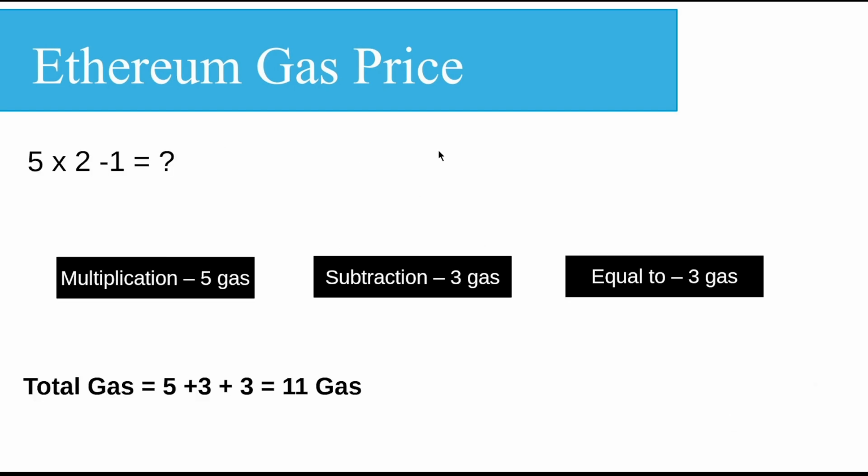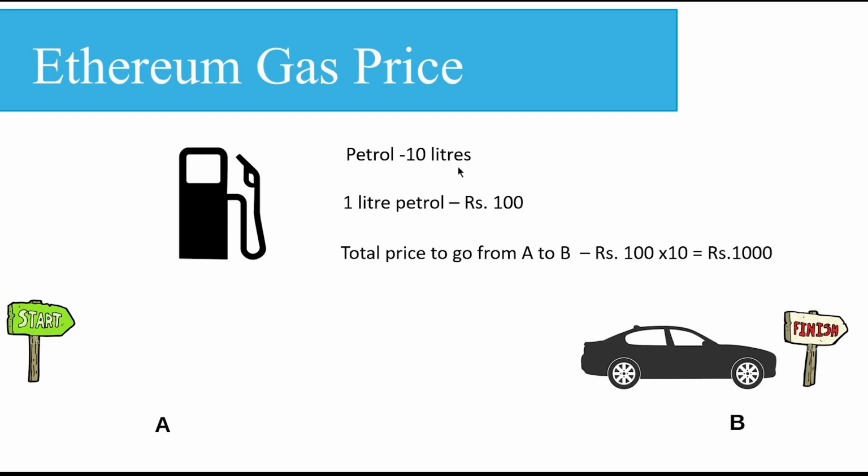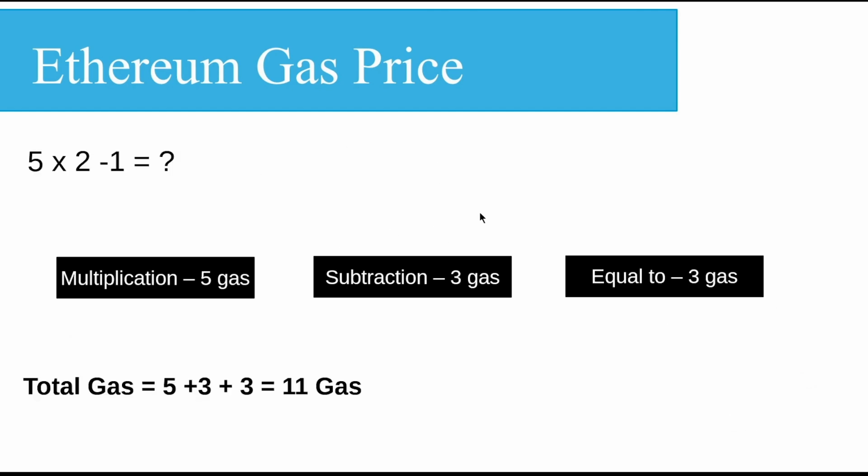Now in a previous video, we have seen that to evaluate this expression, we need a total of 11 gas, right? Here, if you see, gas is nothing but a unit, just like liter. In this, liter is a unit, right? And to know the price to travel from point A to B, we need to know what 1 liter of petrol costs. In the same way, to evaluate this expression, we need 11 gas.